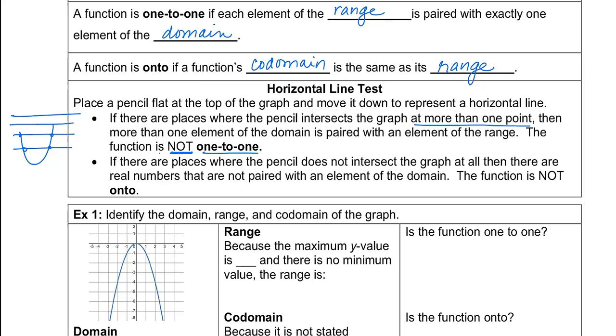If there are places where the pencil does not intersect the graph at all, then there are real numbers that are not paired with an element of the domain, so the function is not onto.